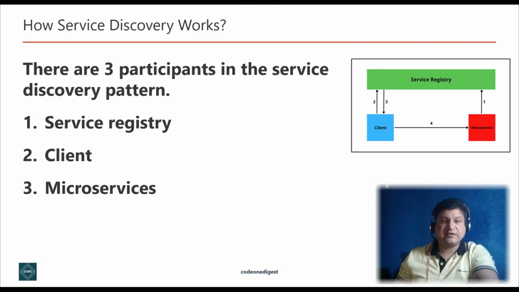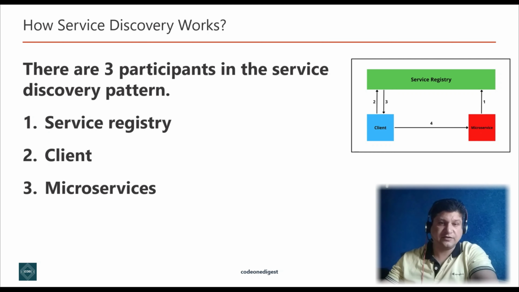Okay, friends, so now let's understand how the service discovery works. There are primarily three participants in this service discovery design pattern. What are they? The first one is the service registry itself. That is a repository where the location information of each microservice is stored. We store the IP address and port information in this registry for all the microservices. The second is the client, that is the consumer of microservices who wants to access your microservices. And third are the microservices themselves.